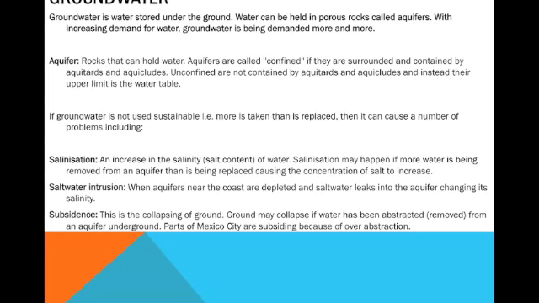Also, saltwater intrusion. When aquifers near the coast are depleted and saltwater leaks into the aquifer, it changes its salinity, which can affect animals, or even just plants, any aquatic kind of life. Subsidence. This is the collapsing of the ground. Ground may collapse if water has been abstracted, which means removed, from an aquifer underground. Parts of Mexico City are subsiding because of over-abstraction.